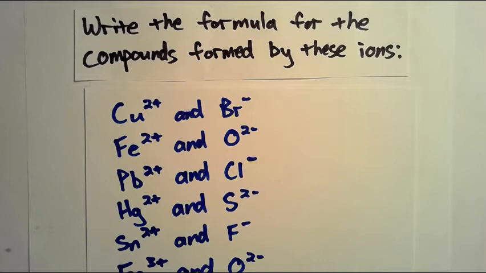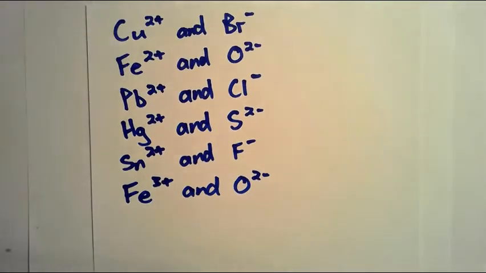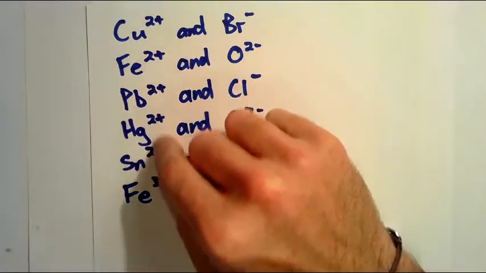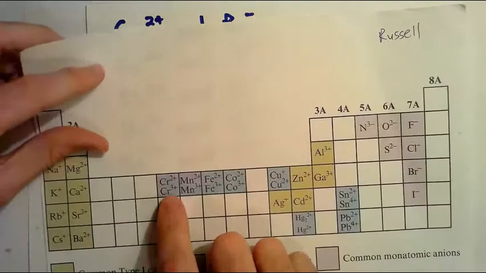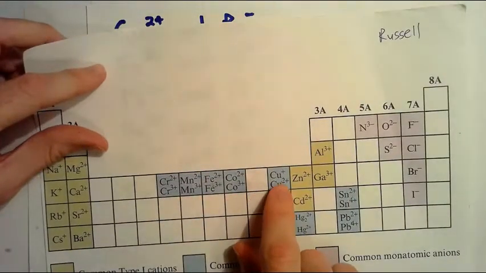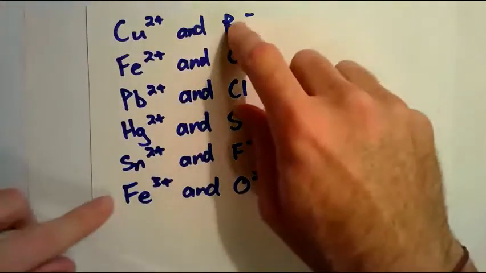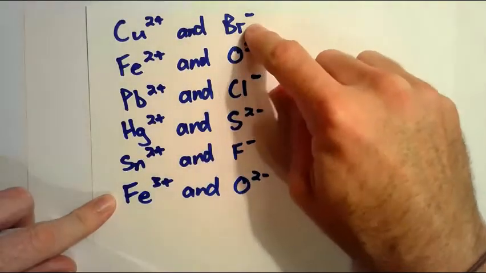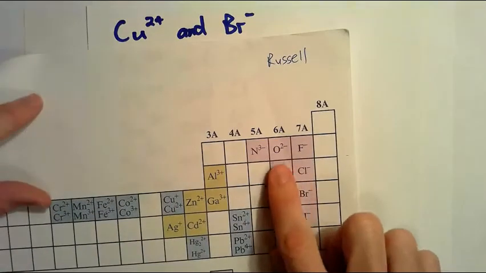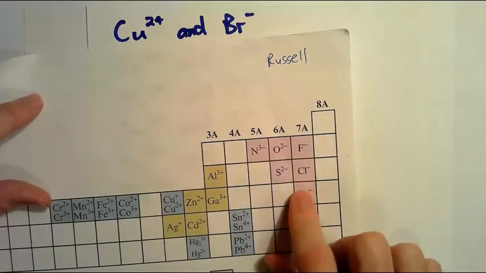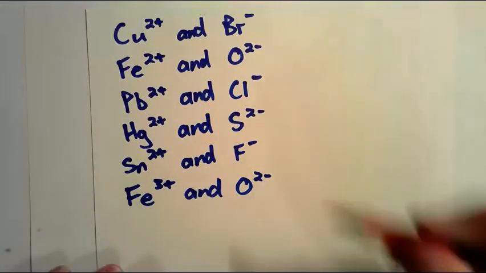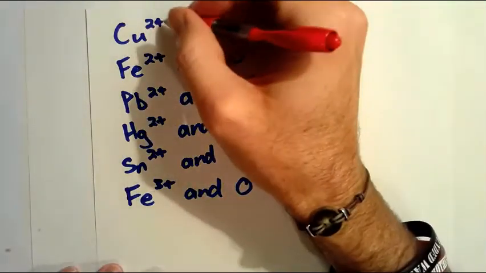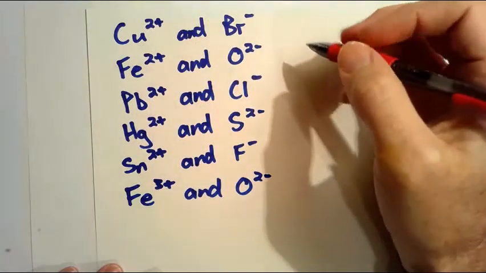I want to write the formula for the compounds formed by these ions. I notice that these are all transition metals, part of the blue squares here. They can have different oxidation states, but the ones in these examples can only be one. So when I pair these together, there can only be one possibility, and all I have to do is follow the normal crisscross rule.